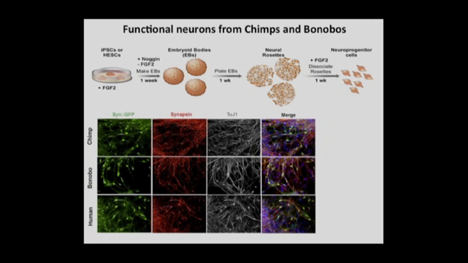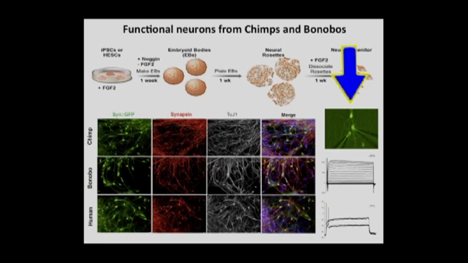Here are just examples of neurons from the 3 species. Actually, to visualize the neurons, we developed a tool that will express the green fluorescent marker only in neuronal cells, so we can distinguish the neurons from other cell types that are in there. And those green positive cells will also express other neuronal markers, such as synapsin or TG1.